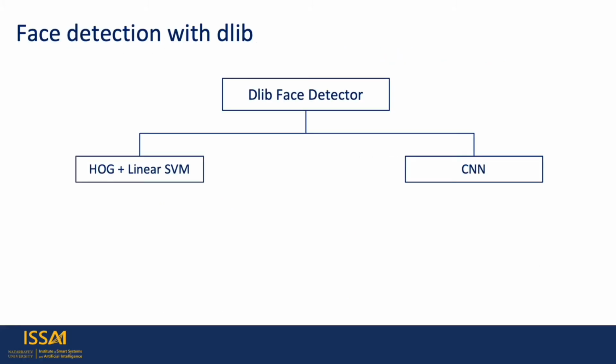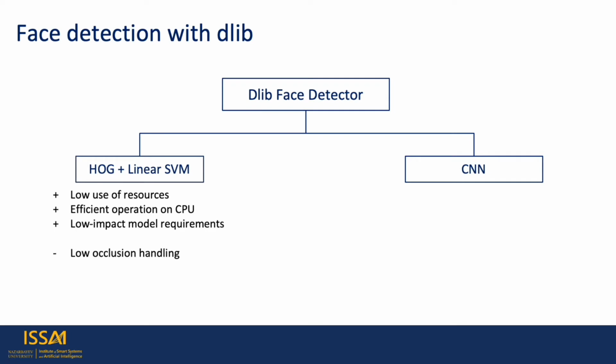In this tutorial, we will learn how to detect faces using the models offered in the DLEAP library. DLEAP offers two different functions for face capture, which represent two approaches that we have covered in the previous slide. These are histogram of oriented gradients followed by linear SVM and CNN. If we compare these two models, histogram of oriented gradients followed by linear SVM uses lower resources, efficiently operates on CPU, and has relatively low model requirements. However, it has low occlusion handling and can overcrop some facial features.